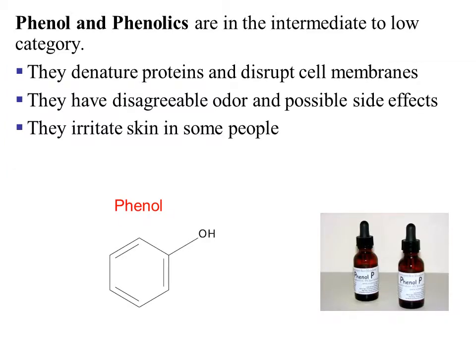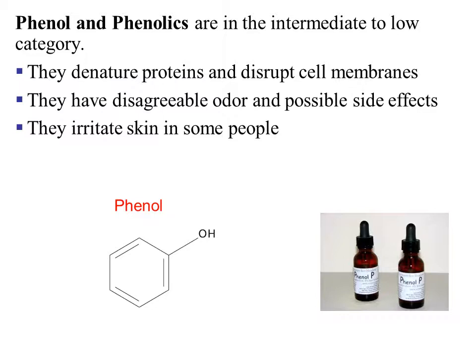The next germicide is phenols. Phenols and phenolics both belong to the intermediate to low category. They will denature proteins and disrupt the cell membrane. They have a disagreeable odor and possible side effects. And sometimes they irritate the skin in some people.